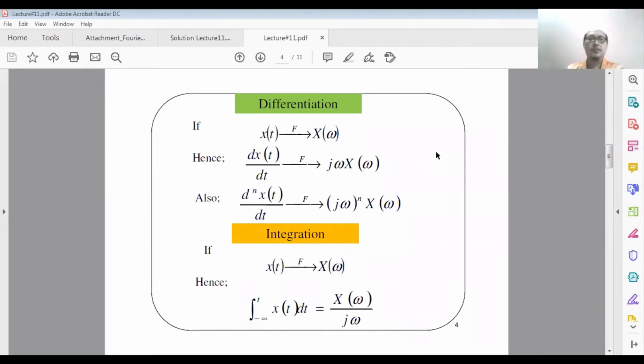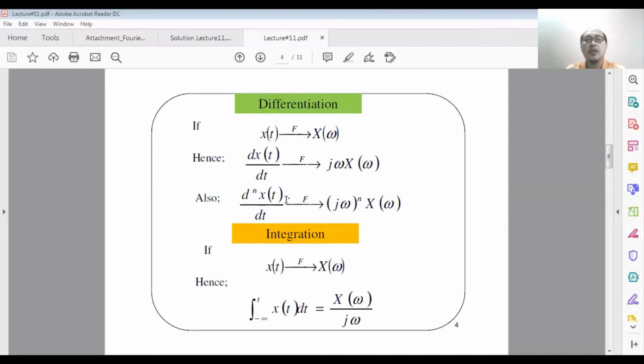Okay, so we are going to continue with the next property. This property is differentiation. If we refer to this slide, if you have x(t) in the time domain, its respective transform is X(omega). If x(t) is differentiated, so we have dx(t)/dt, the Fourier transform would simply be X(omega) multiplied by j omega.